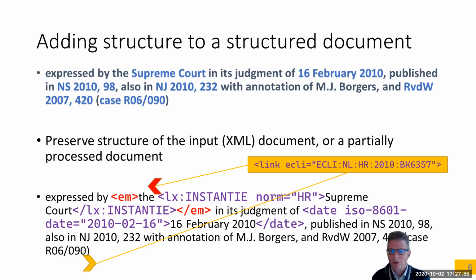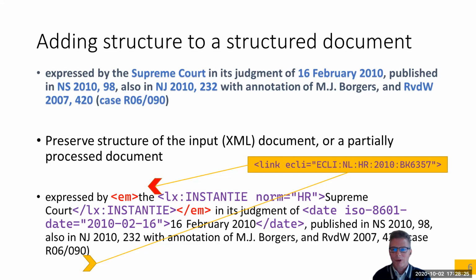But in the end, we want to put a link element around this. And that's the link element you can see over there. And the end is after the case number over there. But the start is just before the Alex instantie element. And now we have a problem because the start tag of the link is right in the middle of the M element that was already present in the input document.